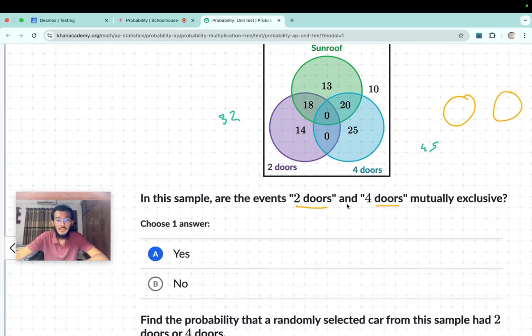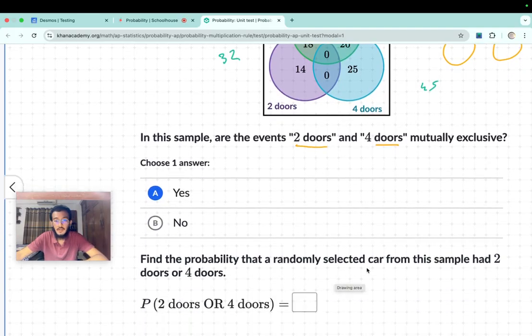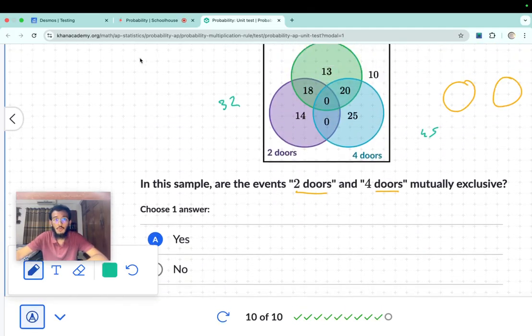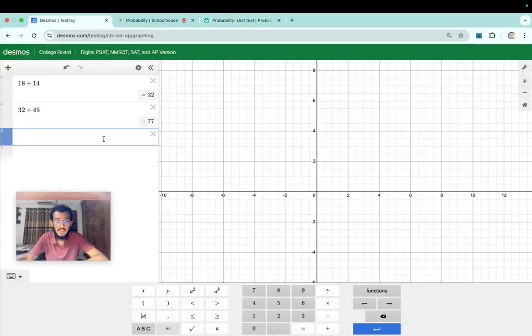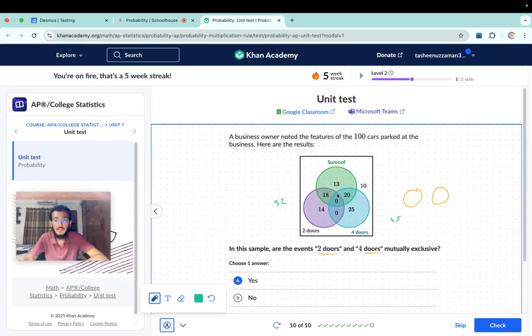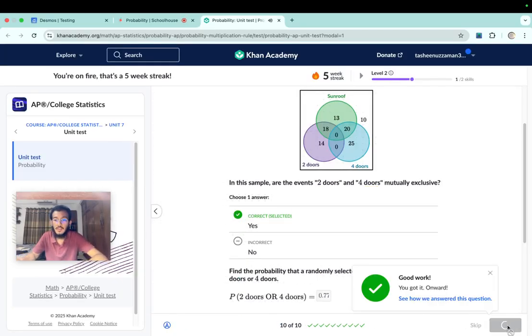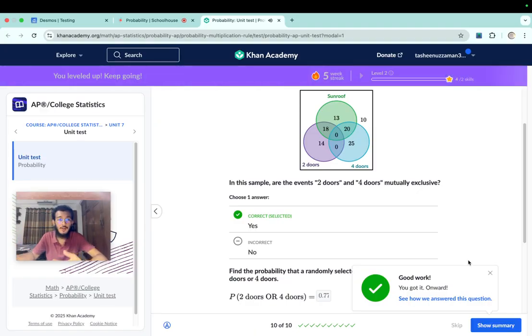So what is the probability that a randomly selected car had two doors or four doors? We have to add because it's or. So we have 77 divided by the total, which is 100, 0.77. So 0.77 is the answer. There you go.